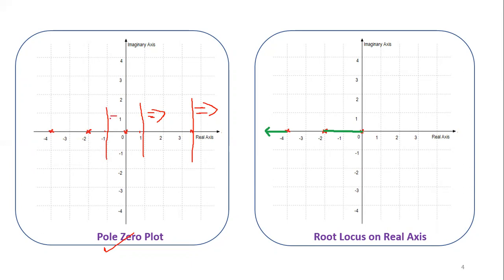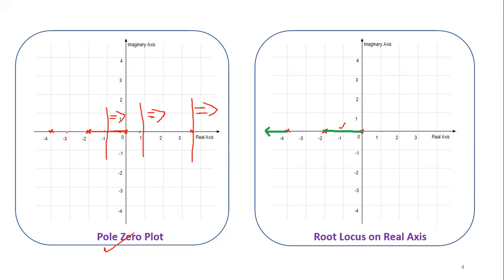Now if you place a test point here and check the number of poles and zeros on the right side of this test point, we have one pole at the origin. So the number of poles and zeros is 1. So between these two poles we have a root locus. The root locus path we are showing with a dark line, here in green color, between 0 and -2.